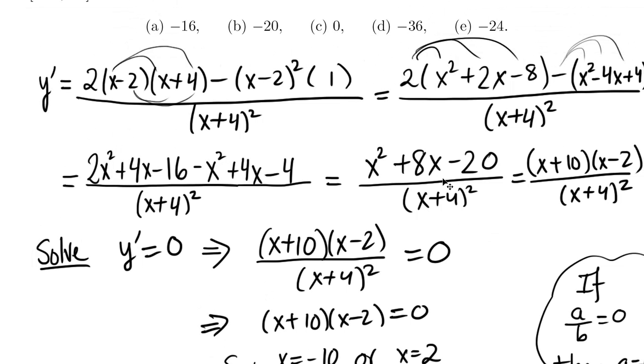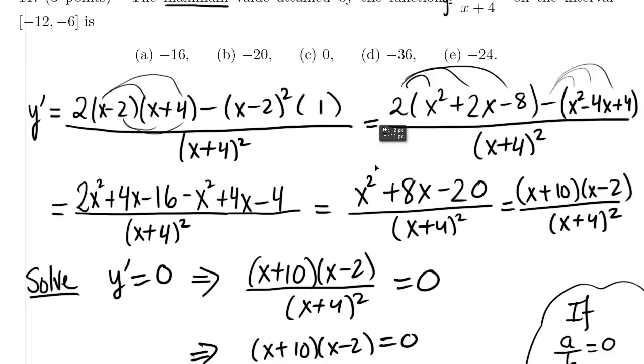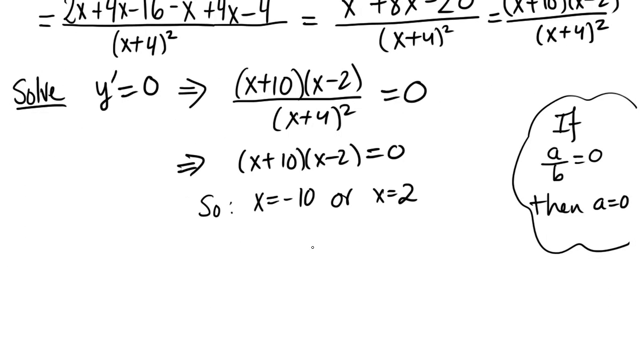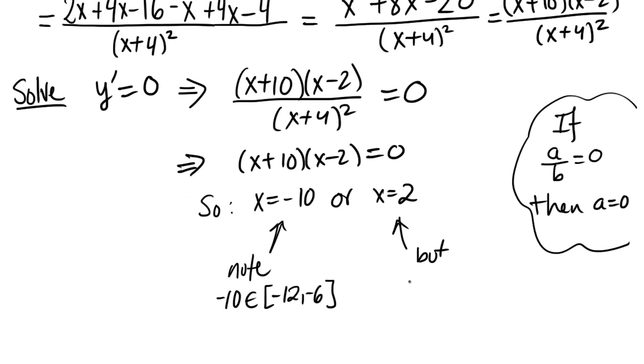Let's look back here. The interval that we're working on is minus 12 to minus 6. So notice that minus 10 is an element of that interval. But 2 is not inside there, right? So we only want to consider critical numbers which lie in the interval that we're considering. So what this means is that 2 is not important for us, okay? Negative 10 here is really our only critical number that's of any value to us for this particular question.